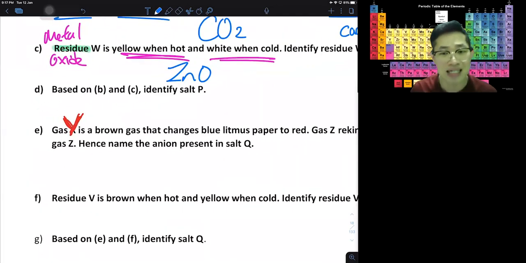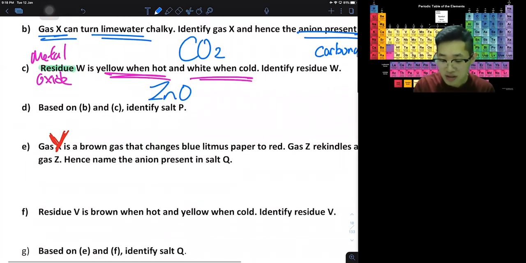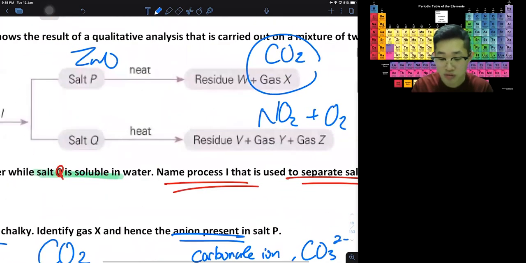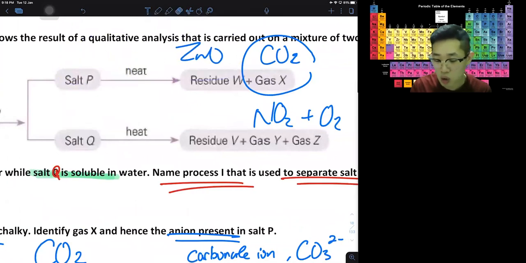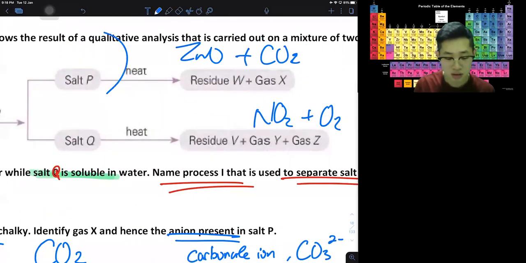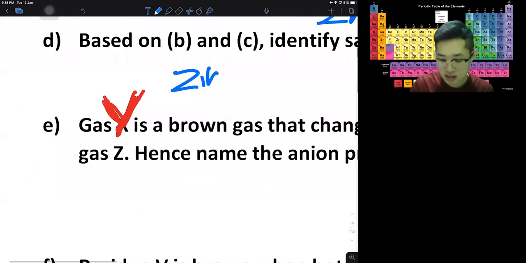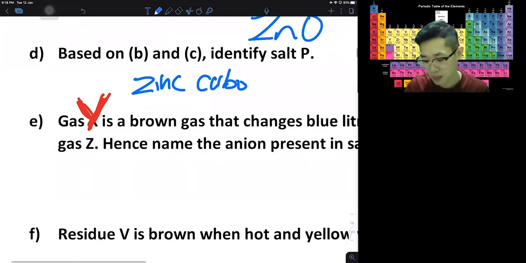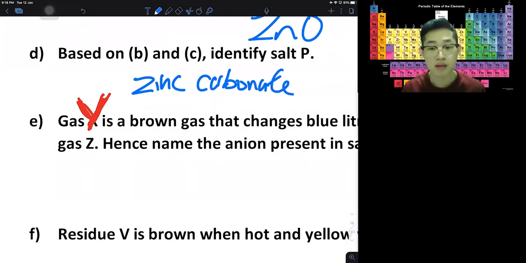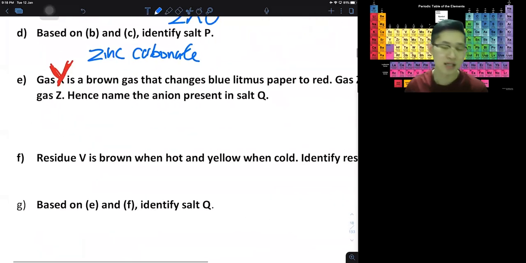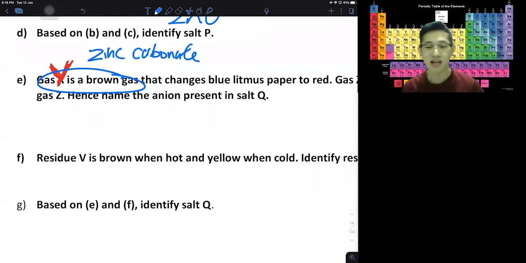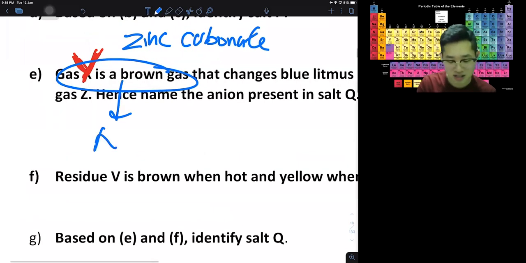Based on B and C, identify the salt P. So if the reaction can produce ZnO and CO2, the salt must be zinc carbonate. Zinc carbonate, easy. Next, gas Y is a brown gas. Ayo, when I see brown gas, I know the answer because I studied. So nitrogen dioxide gas.